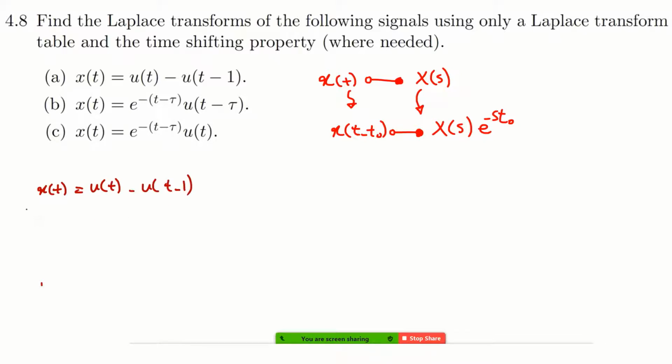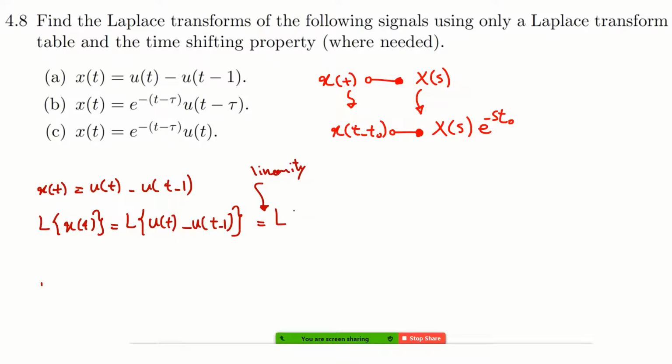Okay, so if I want to find the Laplace transform of x(t), that equals the Laplace transform of u(t) minus u(t minus 1). And because of the linearity, the linear property of Laplace transform, I can write this as the Laplace transform of u(t) minus the Laplace transform of u(t minus 1).